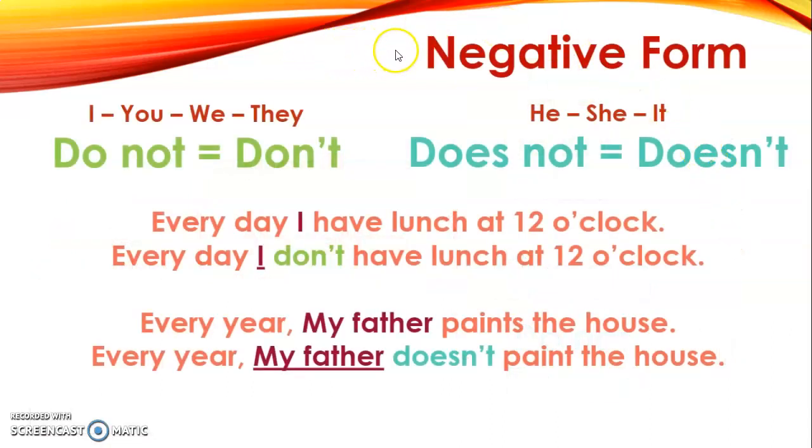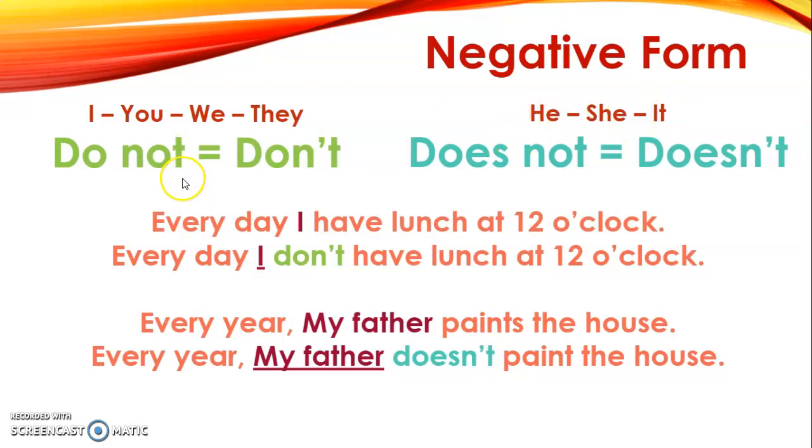Now we are going to continue with the negative form. When we want to make a sentence in negative form, we use the auxiliary do and the auxiliary does in negative. Para poder hacer oraciones negativas, utilizamos el auxiliar do y el auxiliar does en forma negativa. Quedaría do not o don't, does not o doesn't. Remember, do and don't is used with I, you, we, and they. Does and doesn't is used with he, she, and it.